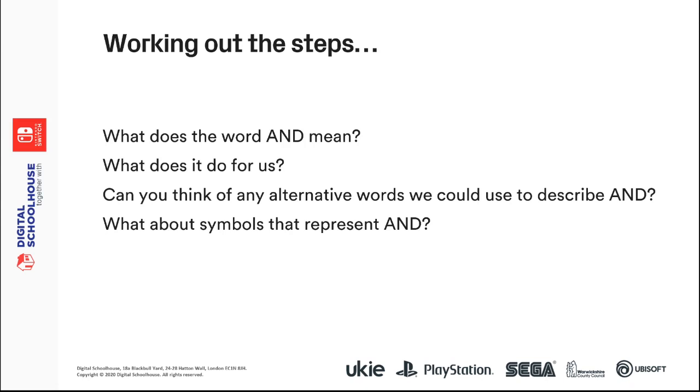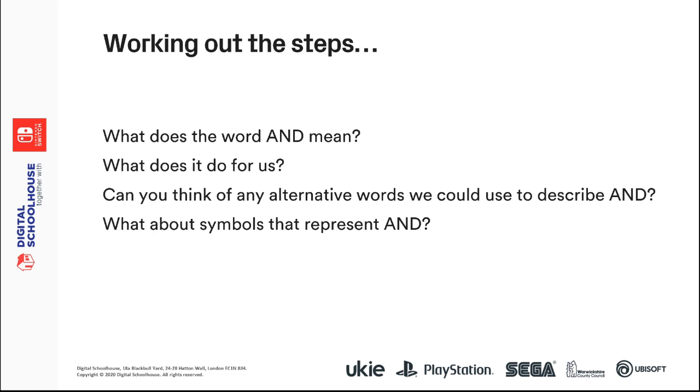So first I want you to think about what the word "and" means. What does it do for us? So hopefully you're thinking that the word "and" allows you to stick two things together. It means you can add on, you can say also, you can put more things together. Can you think of any alternative words that we could use to describe "and"? Have a little think, maybe shout them at the screen for me. I hope some of you are saying things like also, as well as, including. So they're all things that allow you to add more detail.